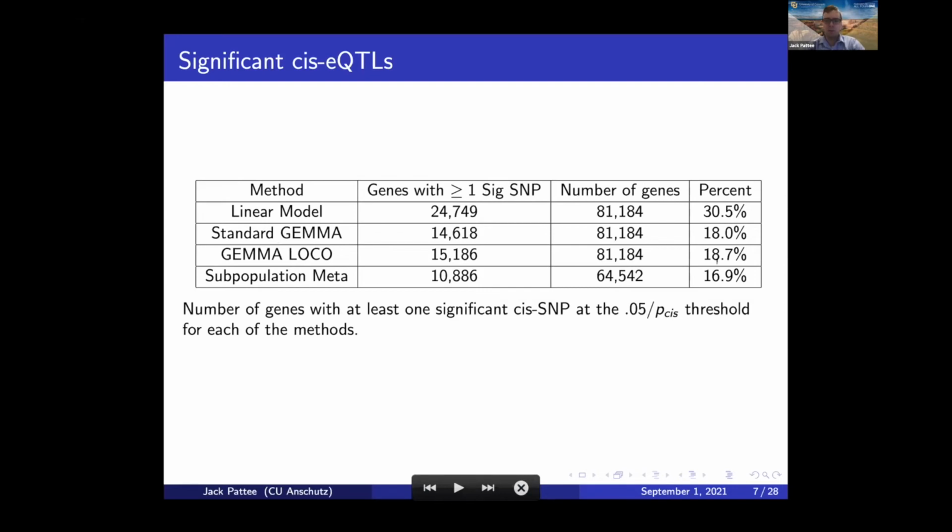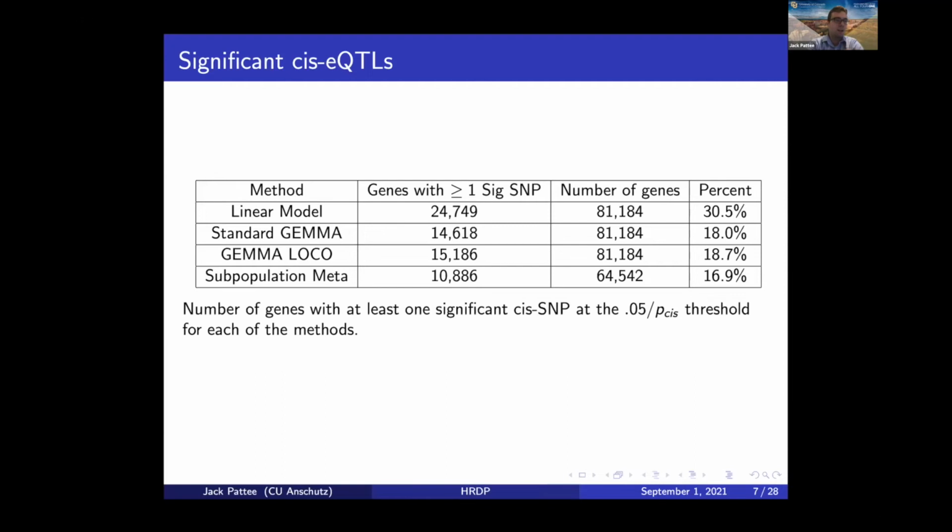For the 3 other methods, we see that the most associations are GEMMA loco with 18.7%, followed by standard GEMMA at 18%, and lastly subpopulation meta-analysis with 16.9%. So we see that these proportions are relatively similar, but the actual count in the second column is fairly different. We see a much larger count for the GEMMA methods than the subpopulation meta-analysis.